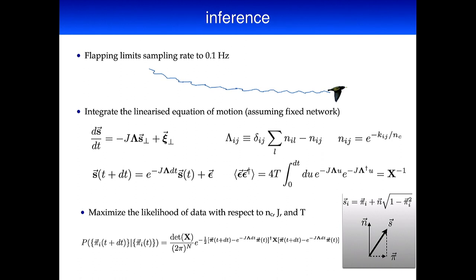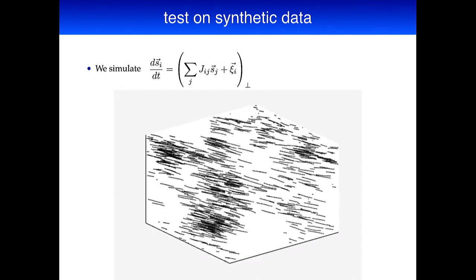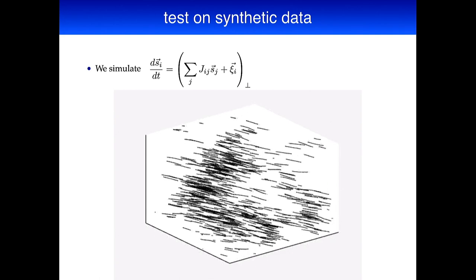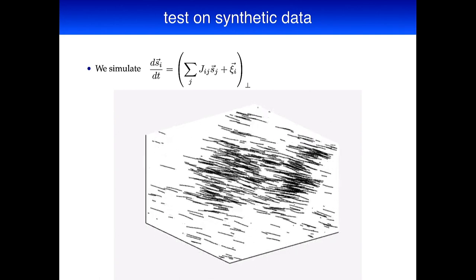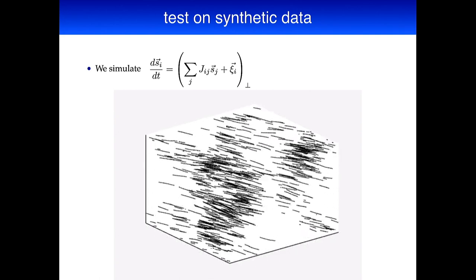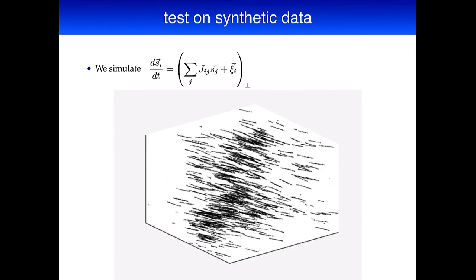it on synthetic data to make sure that the method actually works. So we just simulated the process we want to infer, right? And then we try to infer back. So here we put the birds in the box to avoid any problems with the periodic boundary conditions. And then we take the data as if it were experimental data, and we try to infer back the parameters of the model.